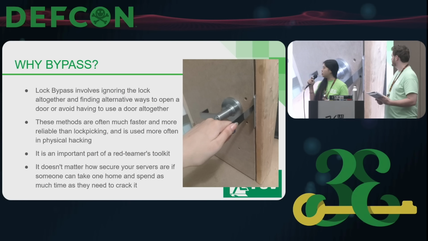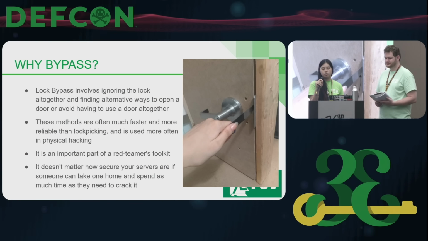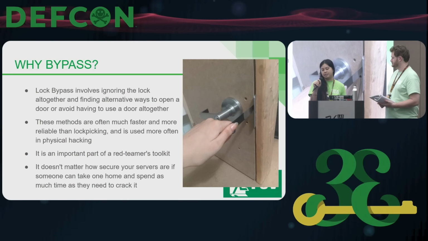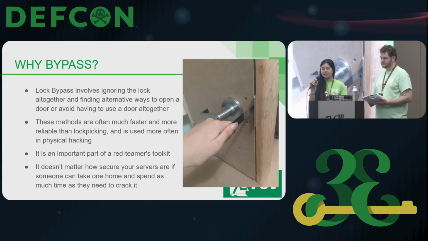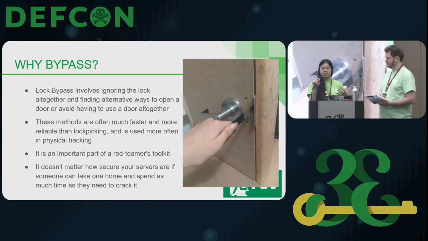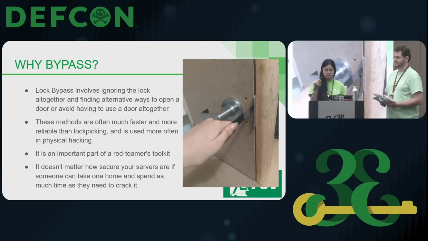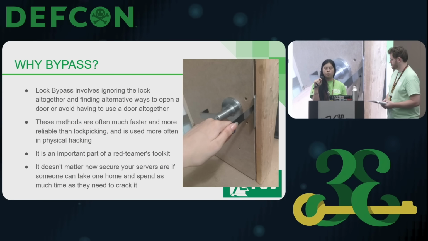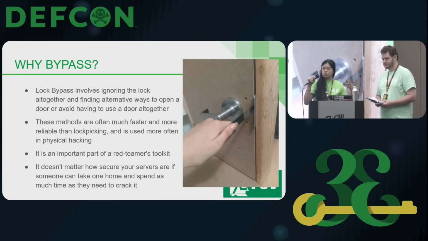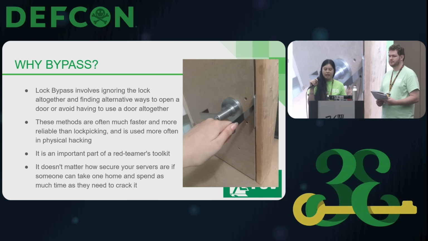So again, why do we care about bypass? A lot of the time we're ignoring the lock completely and figuring out a different way to exploit the mechanisms that keep the space secure. Again, they're faster and more reliable than lockpicking. Some of these methods can take anywhere from 2 minutes to 3 seconds. So we try to leave lockpicking for later because it takes more time, though it's a very important part of a red teamer's toolkit. And it doesn't matter how secure your servers are. If you have the most secure encrypted servers in the world, but someone can take them home and spend as much time as they need getting into them, then it doesn't matter.